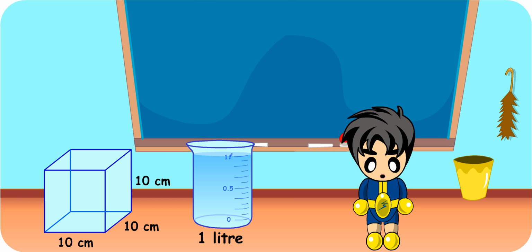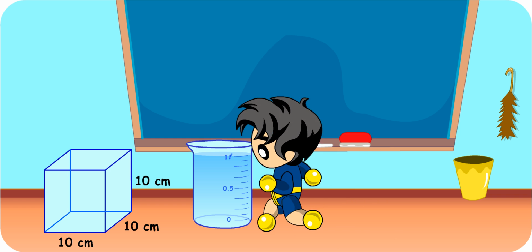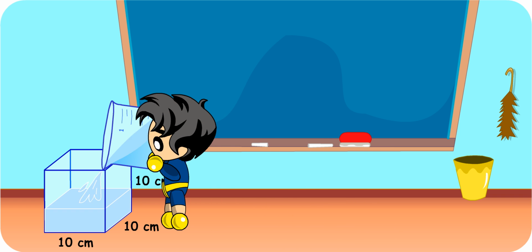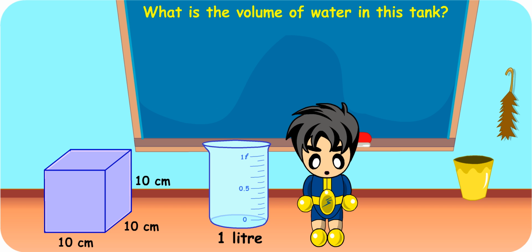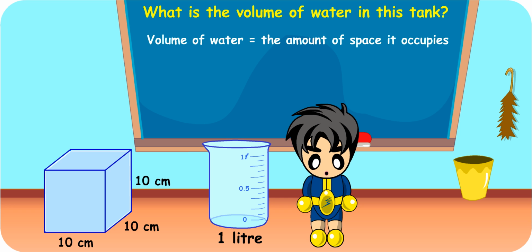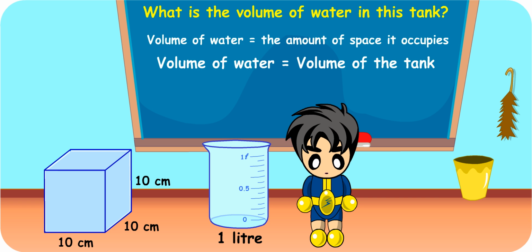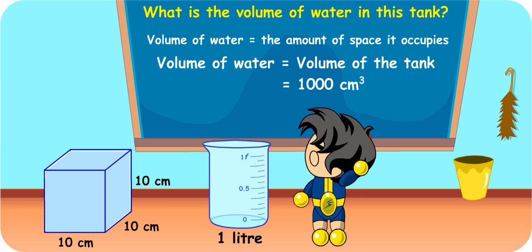Now, can you pour the water in the beaker into this tank? Okay, teacher. Tell me, what is the volume of water in this tank? The volume of the water is the amount of space it occupies. As the water fully occupies the whole tank, the volume of the water in this tank is actually the volume of the tank, which is 1000 cubic centimeters. Am I right, teacher? Yes, Turbo Boy.